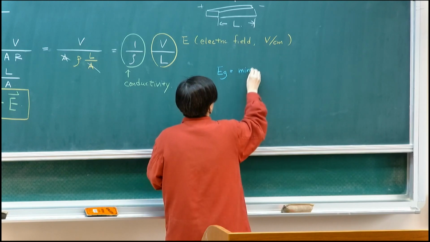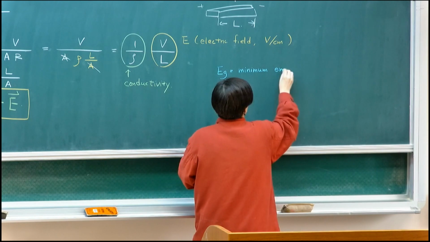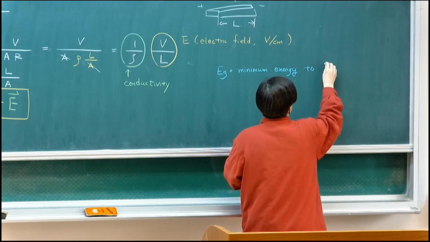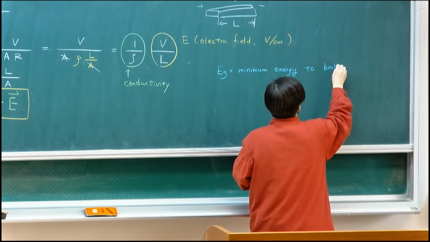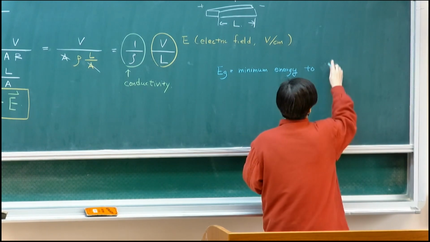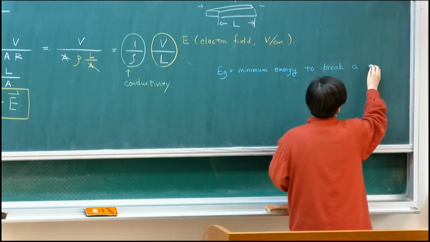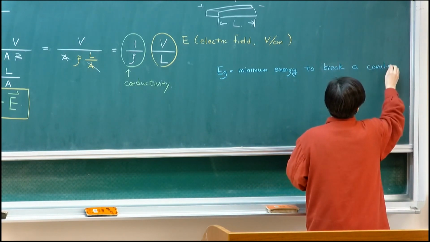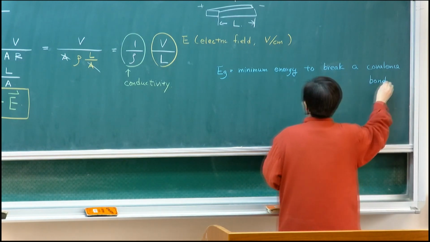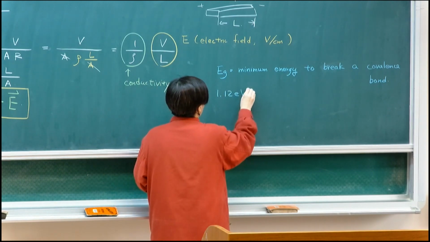Minimum energy to break a covalent bond. So as I said, in silicon it is 1.12 eV.